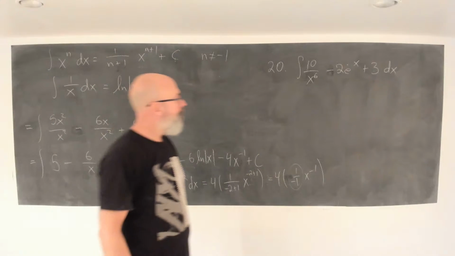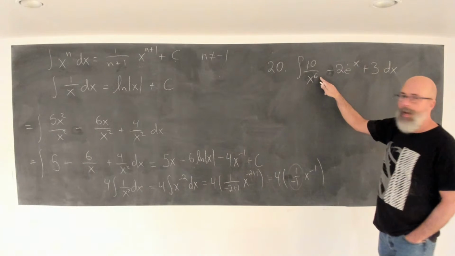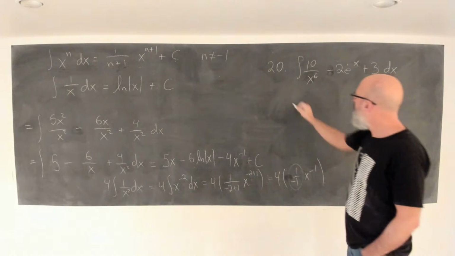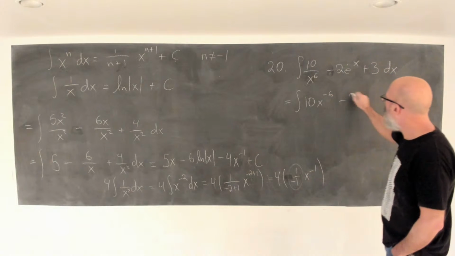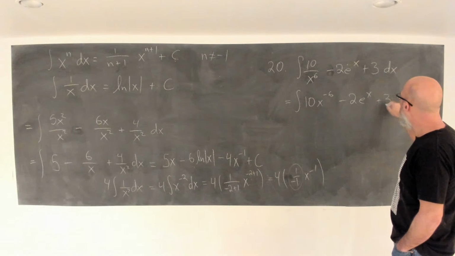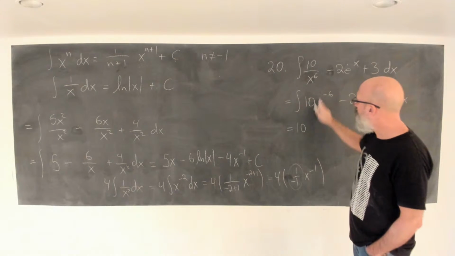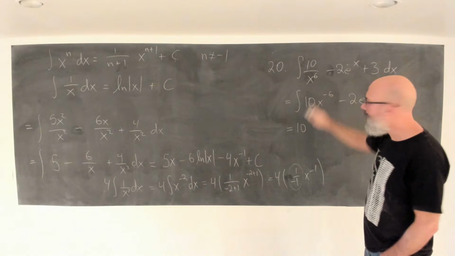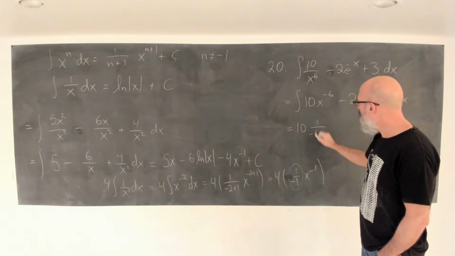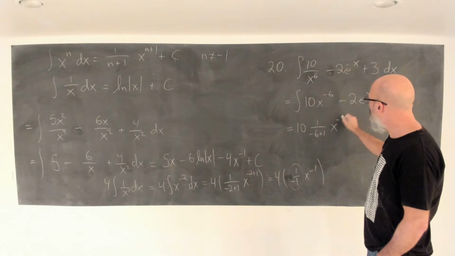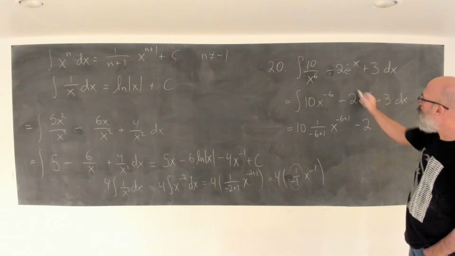Here it is. Same thing, right? This is 10x to the negative 6. Why don't we rewrite it that way? 10x to the negative 6. So what is the antiderivative? Forget the 10. What is the antiderivative of x to the negative 6? Formula works out nicely here. 1 over negative 6 plus 1, x to the negative 6 plus 1. Minus 2 is a constant.